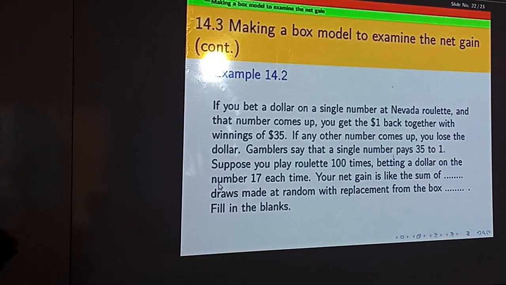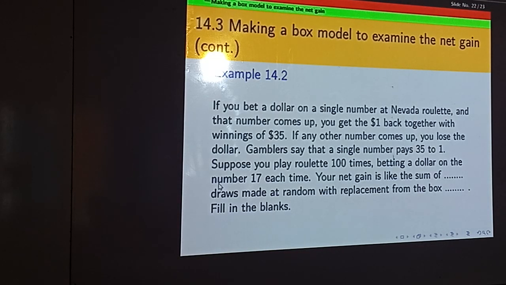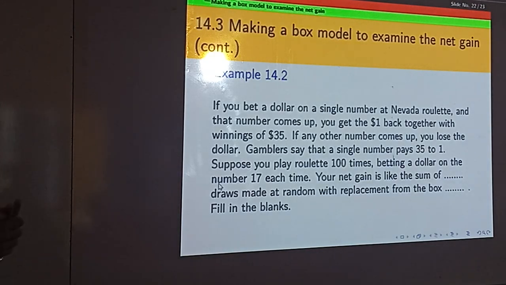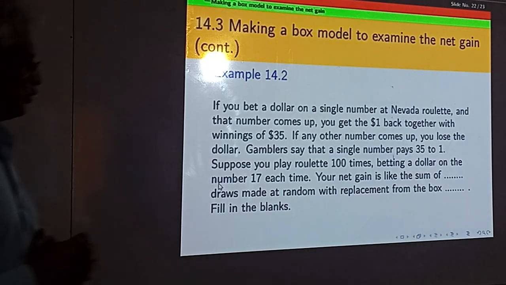If any other number comes up, you lose the dollar. You just lose your dollar. In this case, the loss is just -1. Gamblers say that a single number pays 35 to 1. So if you play that kind of game, then we say that the amount paid is 35 to 1.